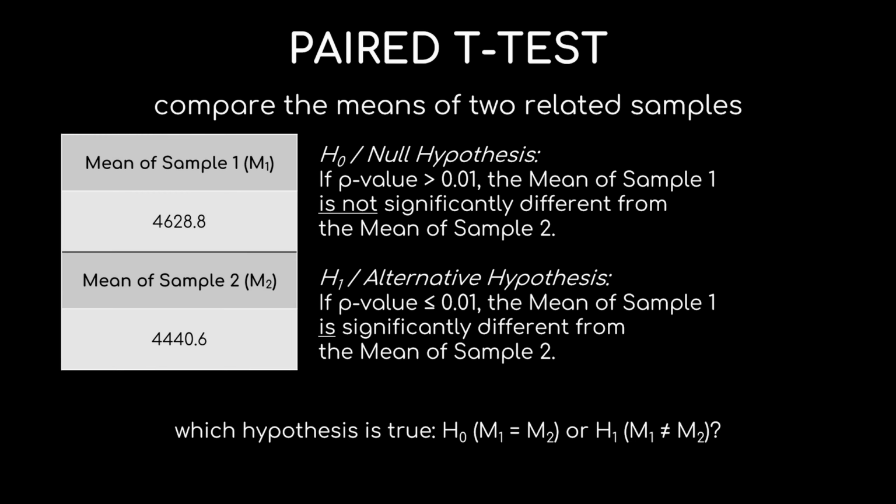Finally, the paired t-test. As I said earlier, it's designed to compare the means of two related samples. If the p-value is greater than 0.01, the mean of sample 1 is not significantly different from the mean of sample 2, so the null hypothesis is true. If the p-value is less than or equal to 0.01, the mean of sample 1 is significantly different from the mean of sample 2. So the alternative hypothesis is true.